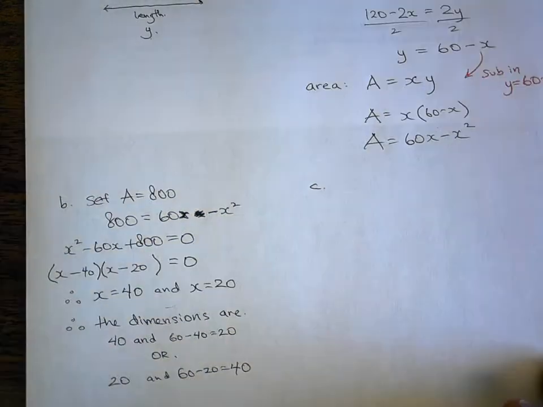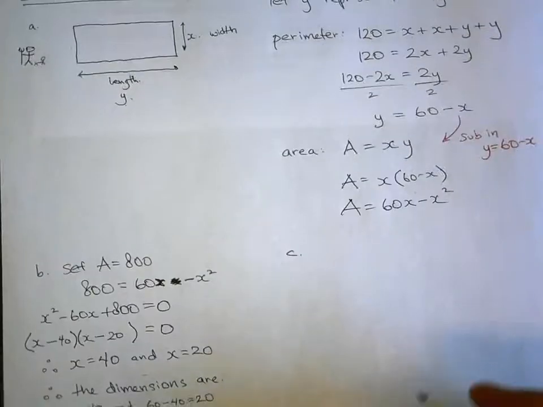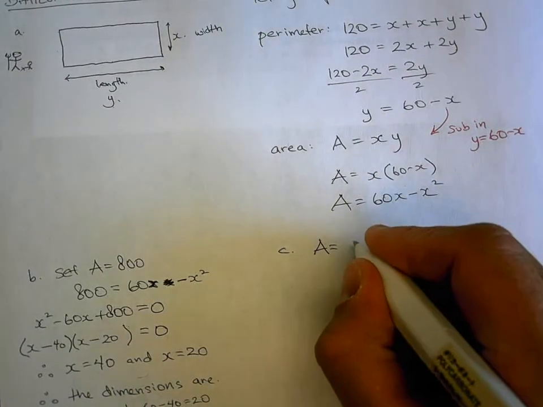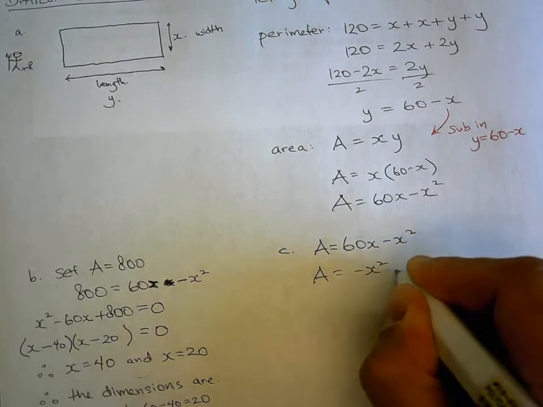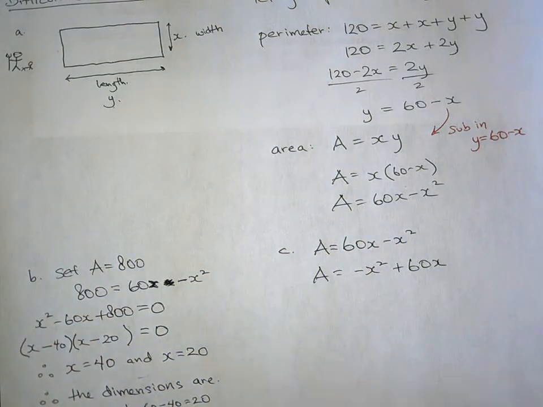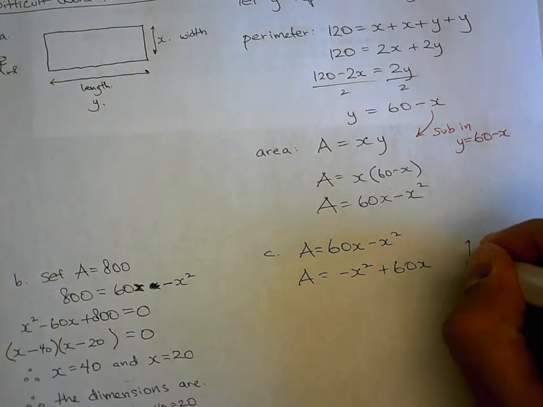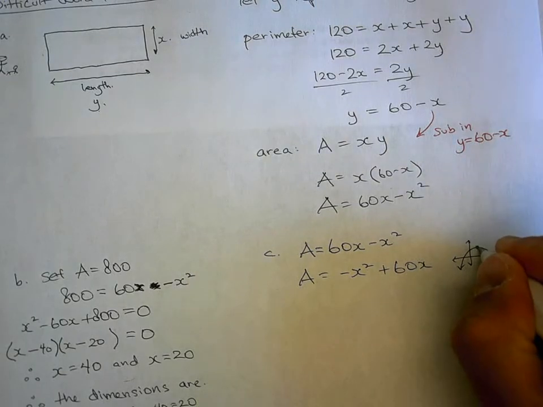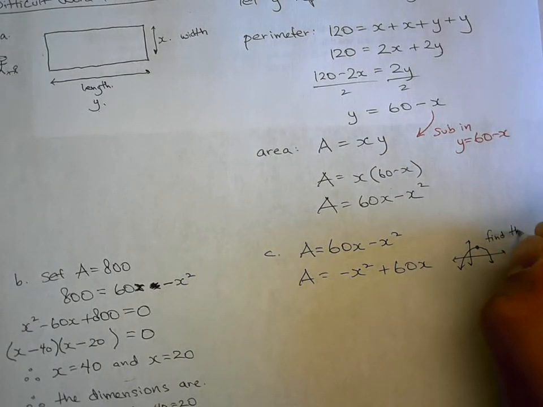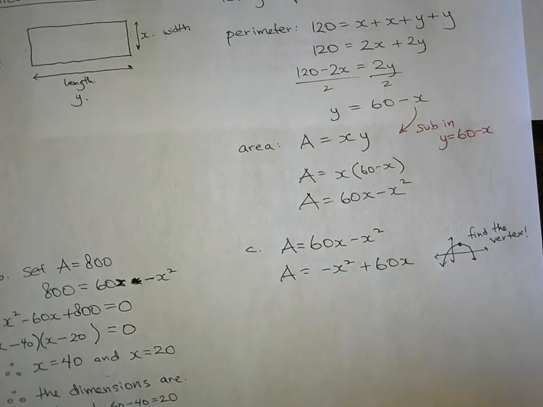Part C. We want to find the maximum possible area of the pen. Well, if this is my formula for area, I could rewrite it in a more recognizable form. Again, if you can imagine this, this is some sort of quadratic that opens down, and I want to find out what the vertex is. This is just like that last problem. How do I find the vertex? I think it's pretty easy to use that strategy I taught you in the last example.